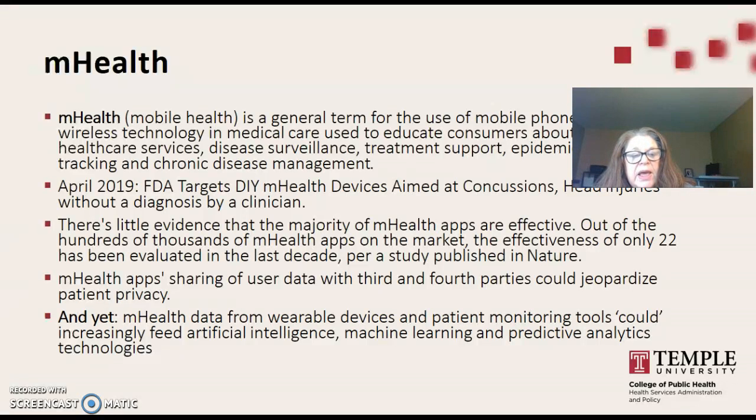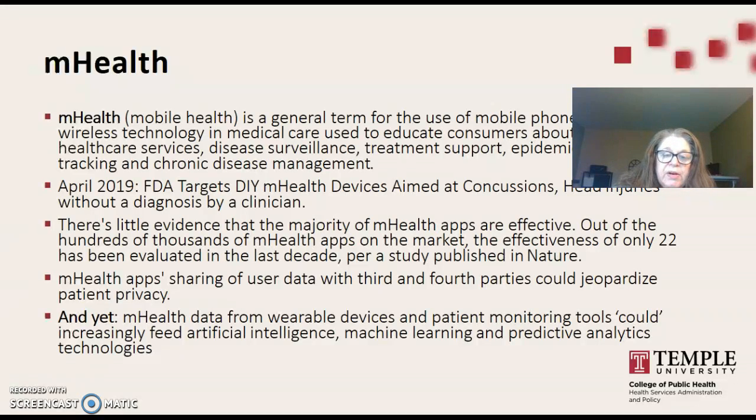In April 2019, the Food and Drug Administration targeted do-it-yourself mHealth devices that are aimed at concussions and head injuries that do not perform a diagnosis by a clinician. There's also little evidence that the majority of mHealth apps are even effective. Out of the hundreds of thousands of mHealth apps on the market, the effectiveness of only 22 have been evaluated in the last decade, per a study recently published in Nature.